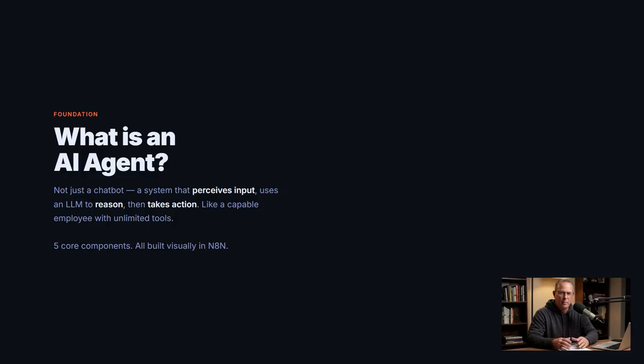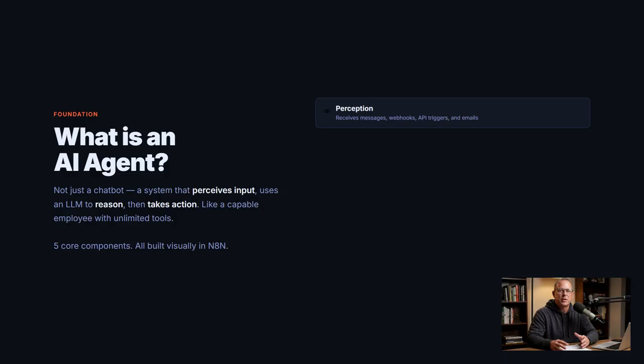Think of it like a very capable employee. You give them a task, they figure out the best approach, use whatever tools they have available, and get it done, all without you micromanaging every step. Now, there are 5 key components that every AI agent has. Let me walk you through each one.